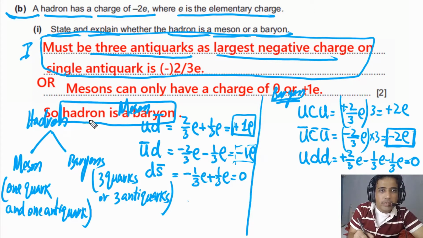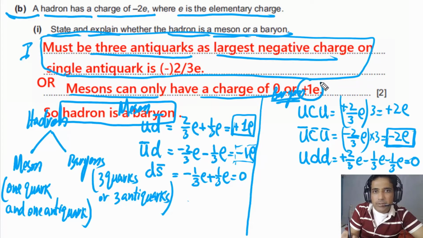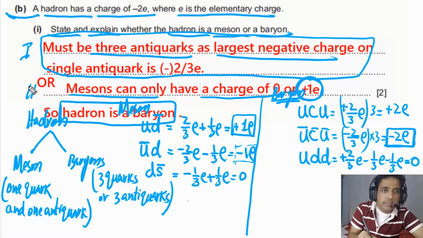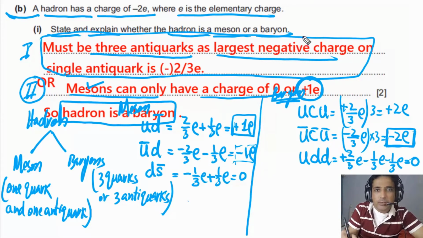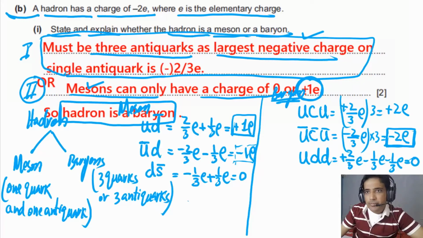But the second way to explain is you can say the hadron is a baryon and a meson can only have a charge of 0, or it can have a charge of +1e or -1e. So this is the second way to explain this answer. So you can write down your answer based on meson or you can write down your answer based on baryon. Any explanation is acceptable in this case. This question has 2 marks, 1 mark for the statement and 1 mark for the explanation. But you need to understand in this case, this mark is an M mark.